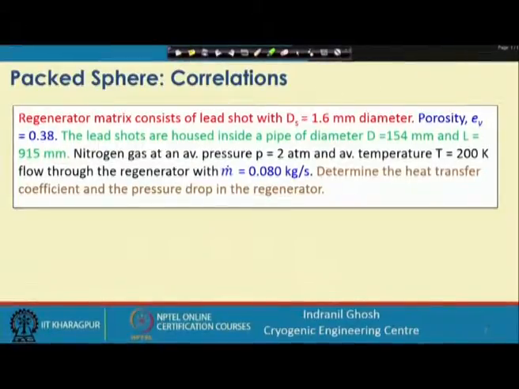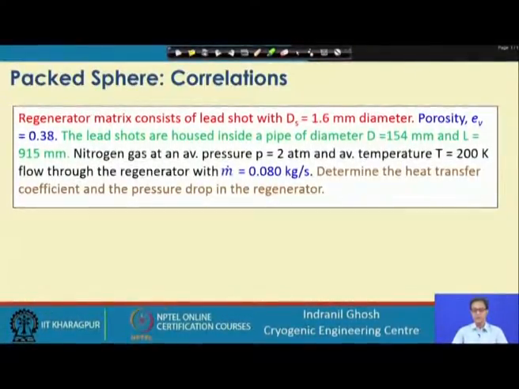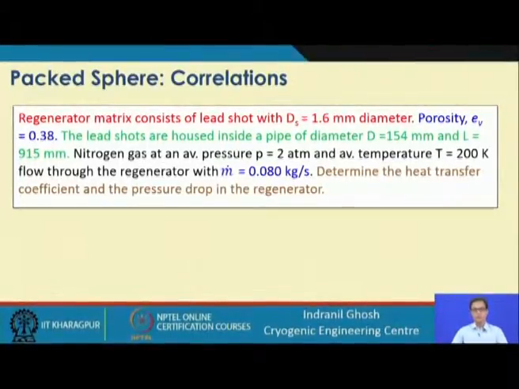It has been made of some lead shot, and its diameter is specified. The porosity has also been specified, and it was inside a pipe of diameter 154 millimeter and length 915 mm. The gas which is used in this process is nitrogen at a pressure of 2 atmospheric pressure and at an average temperature of 200 Kelvin, and the flow rate of the nitrogen is also specified.